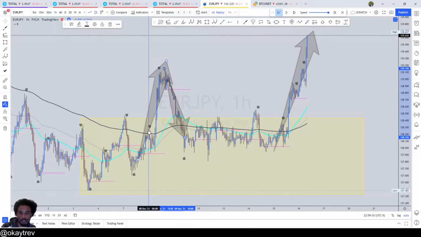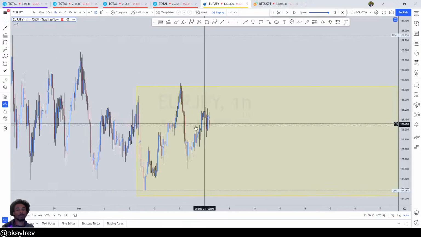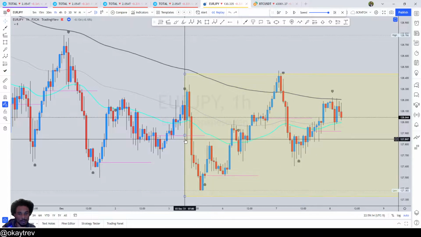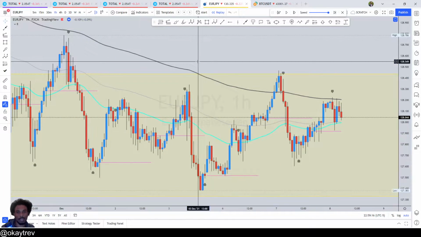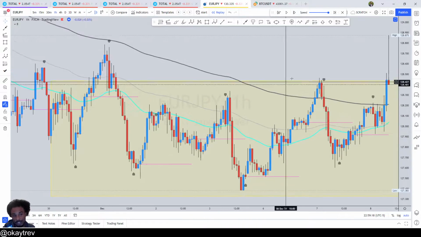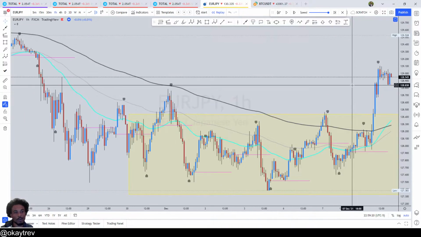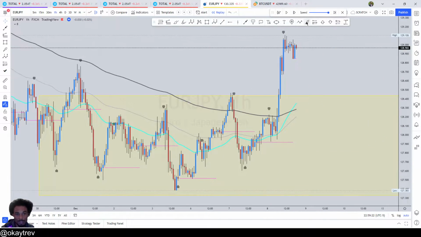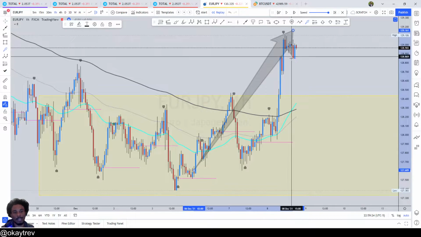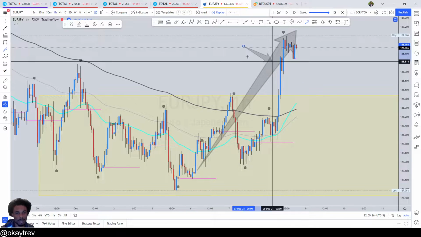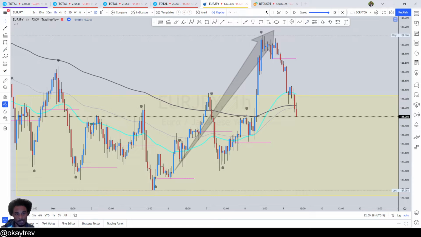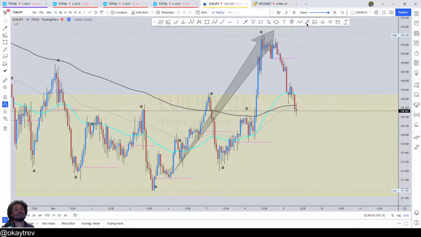Let's rewind that just in case somebody didn't get that. Okay, we're in the yellow box. We've been in the yellow box for days. There are expansions and corrections in here, but what I'm trying to get is the overall picture. Boom, we finally broke out of the yellow box. Expansion out. But can price sustain itself? Does price sustain itself? No. Here's where you have a correction.